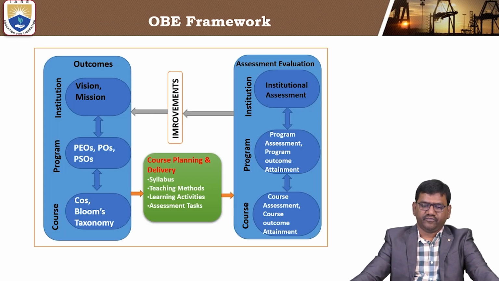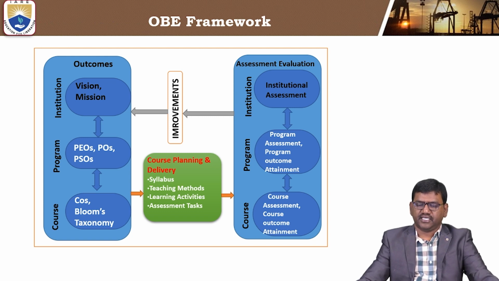So here there is an OBE framework. The outcomes are combined with the course, the program, and the institution's vision and mission. Course means it is related to the course outcomes and Bloom's taxonomy. The program is related to PEOs, POs, and PSOs. And the institution has the vision and mission. So all these come under the outcomes that are combined.